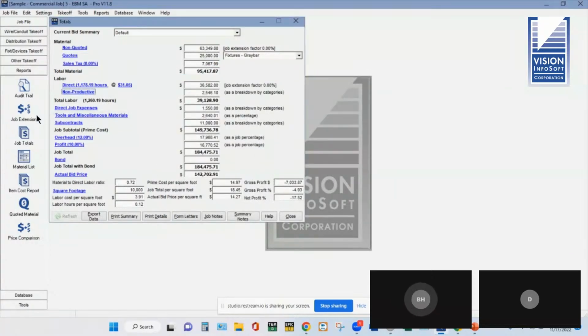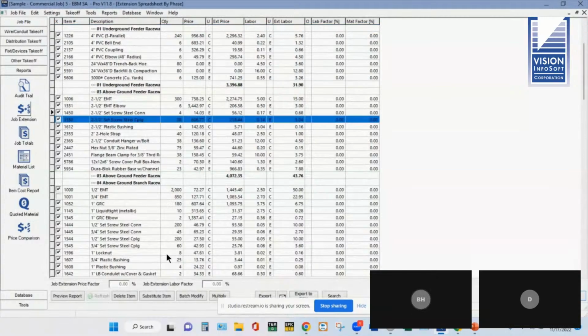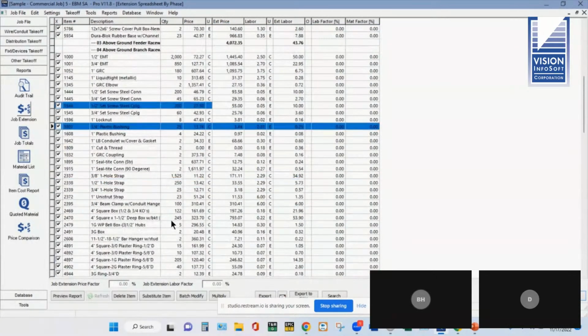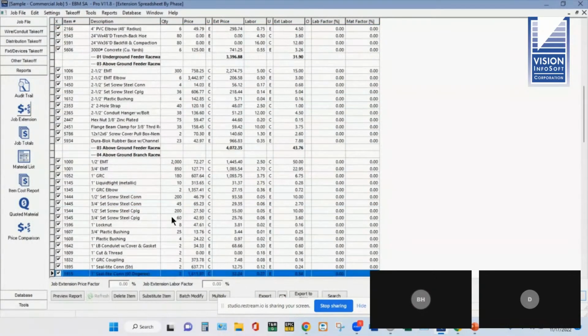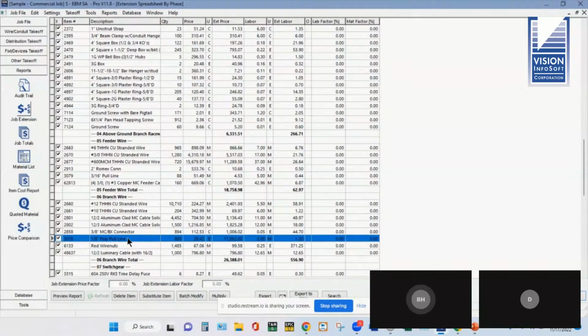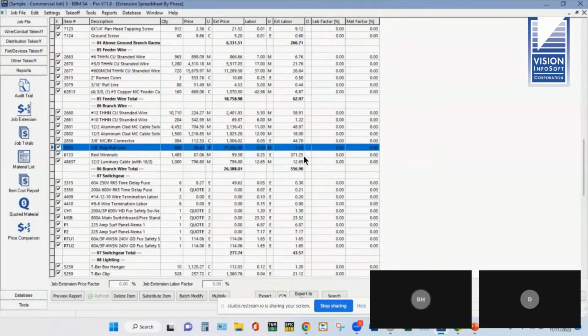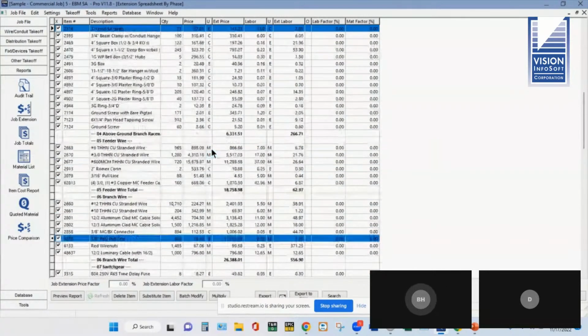So the problem was with the pull line he had in his bid. Let's see if I've got this with the mistake still in here. So I'm looking for my pull line. Right there. Okay. So this is what he had in his bid. Instead of $28.42 for 1,000 feet, he'd accidentally changed it to per each. Now, you could catch it here in the spreadsheet, but it could go unnoticed fairly easily.